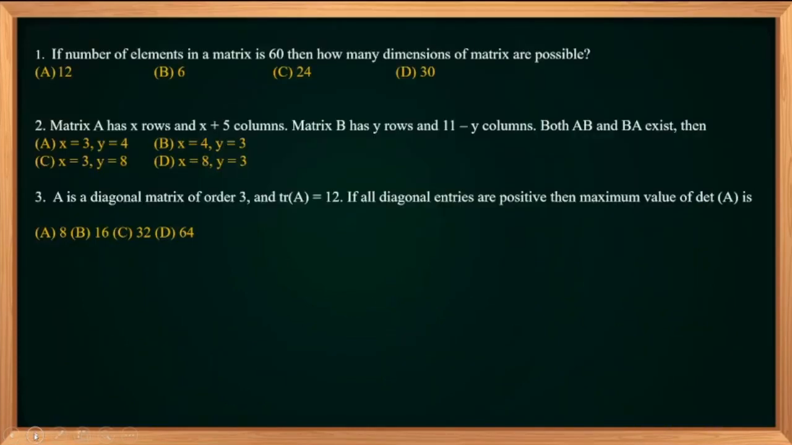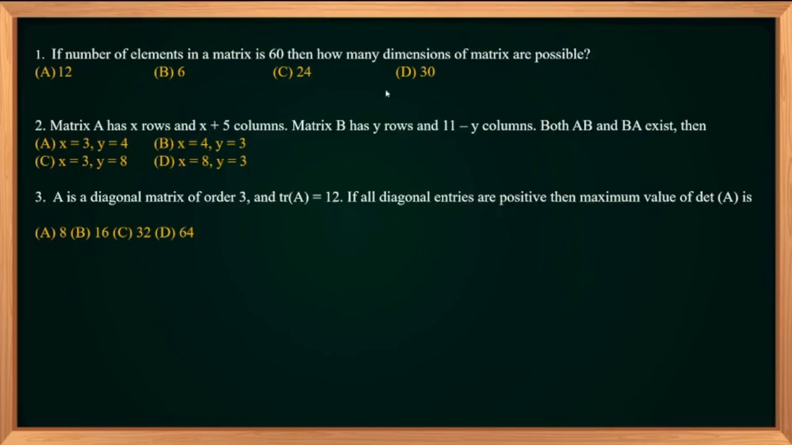This slide has got 3 questions. It's pretty easy. You give me answers by putting the number. I'll just read out the questions. First question: if the number of elements in a matrix is 60, then how many dimensions of the matrix are possible? Options are 12, 6, 24, and 30.